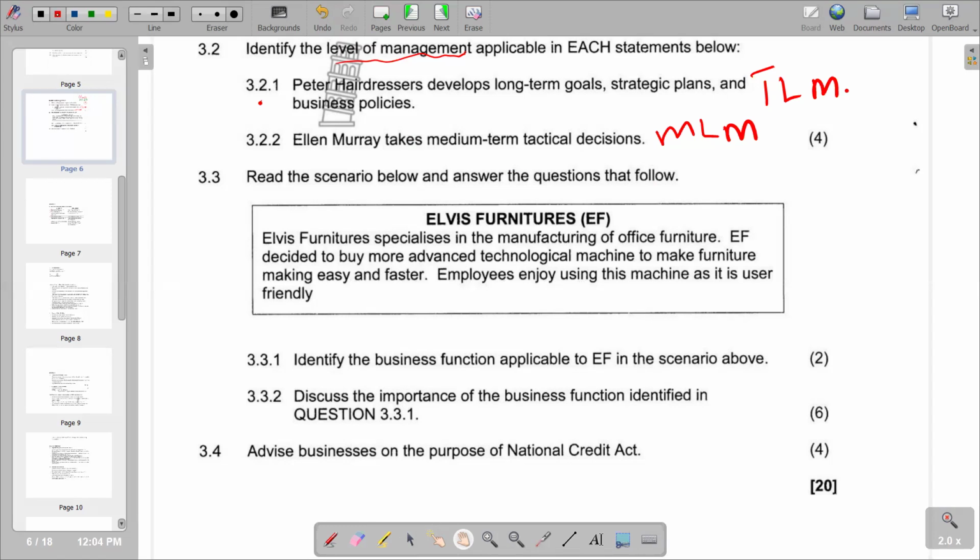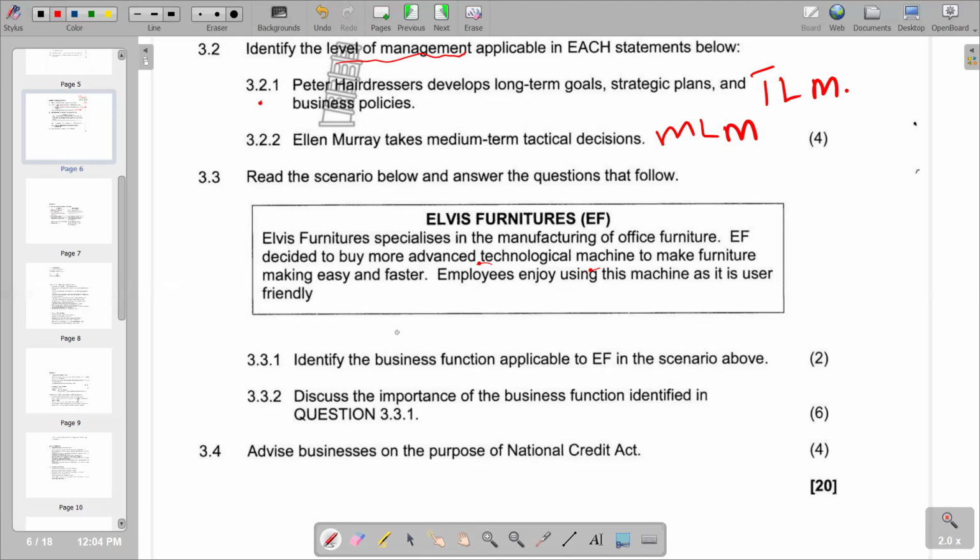Here, EF decided to buy more advanced technology. So the technological machine becomes a resource which is being purchased. Obviously, the business function that applies there is the purchasing function.